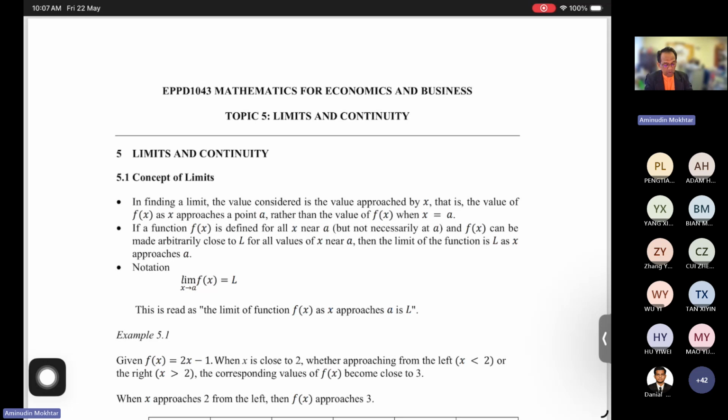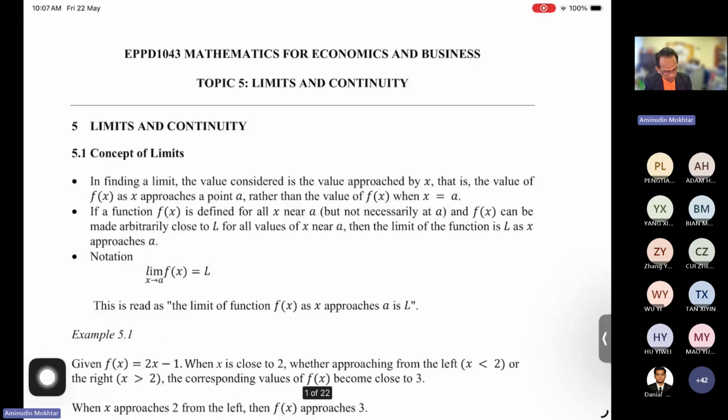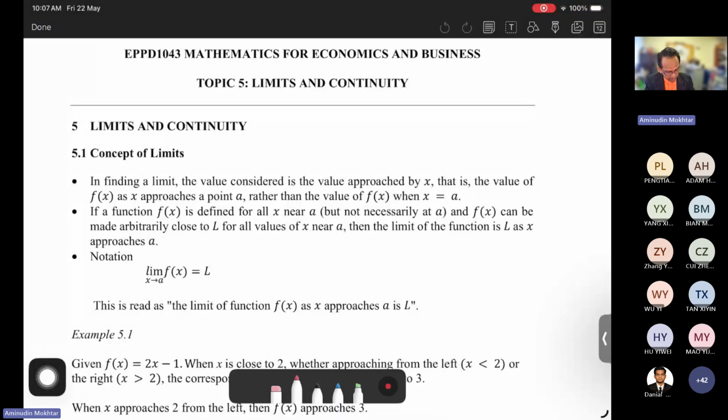What is topic 5? Okay, topic 5 is about limit and continuity. Or in bahasa Melayu we call it had dan keselanjaran. The concept of limit and continuity. Okay, what is limit? So the first part of this lecture today, I will explain about the limit, how to find limit, how to determine limit based on the equation.